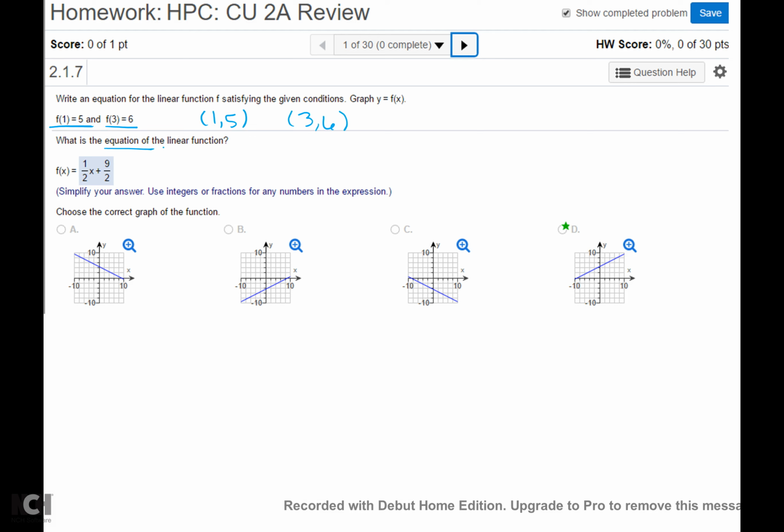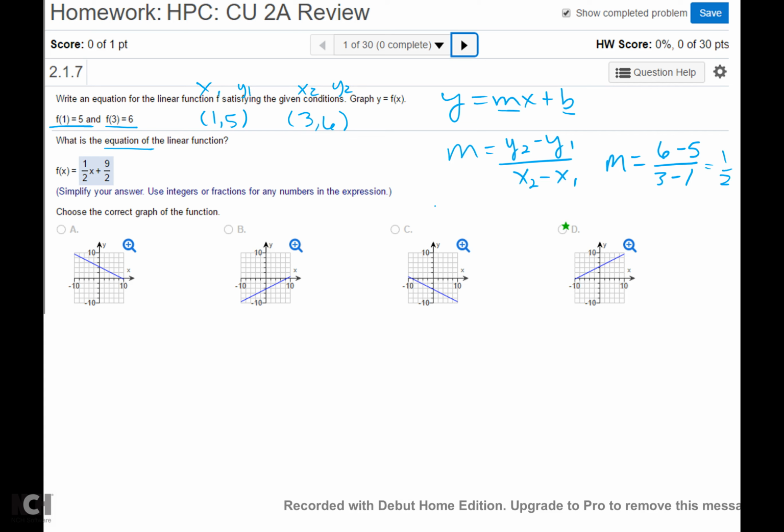To write an equation for the linear function, they're looking for y equals mx plus b. So if I can figure out m and b, I can write an equation. To find a slope, it's y2 minus y1 over x2 minus x1. So my slope is going to be 6 minus 5 over 3 minus 1, that's going to be 1 over 2. So my slope is going to be 1/2.